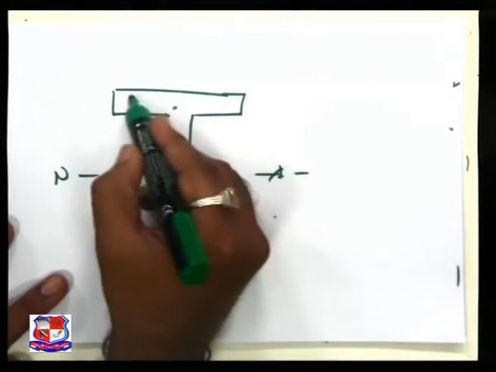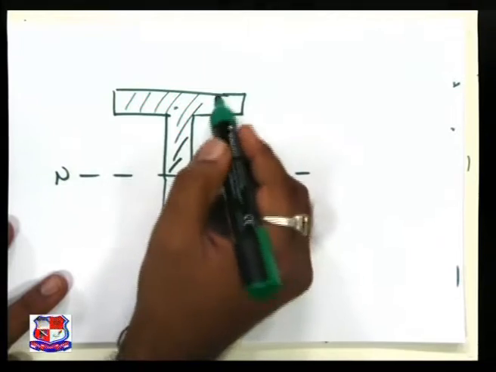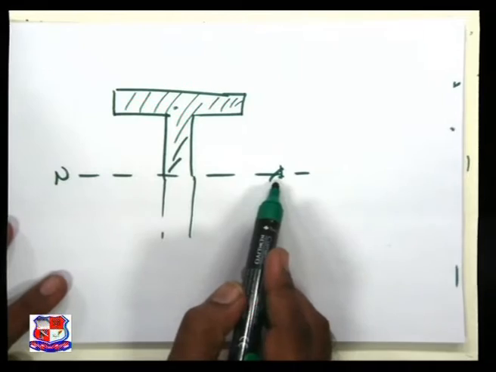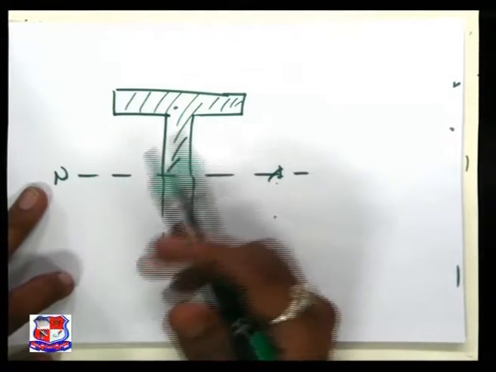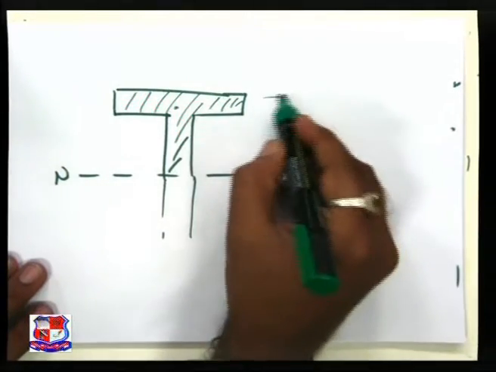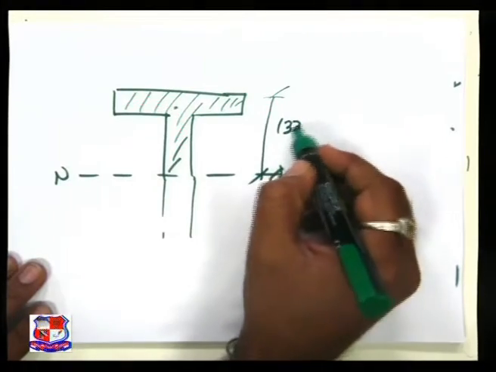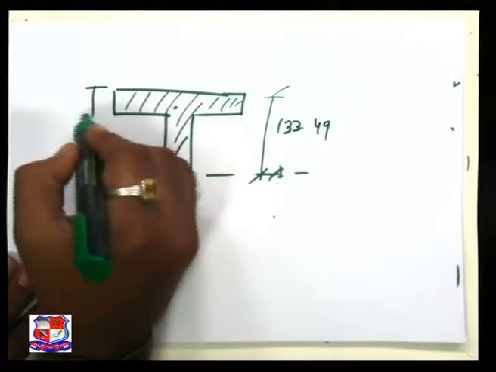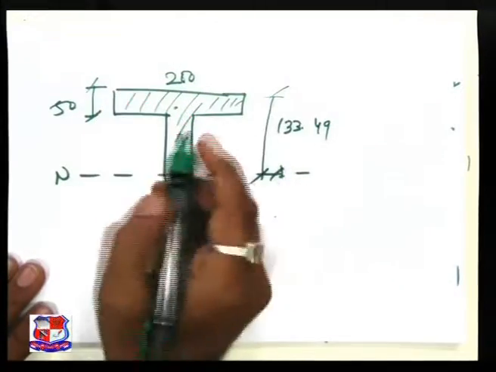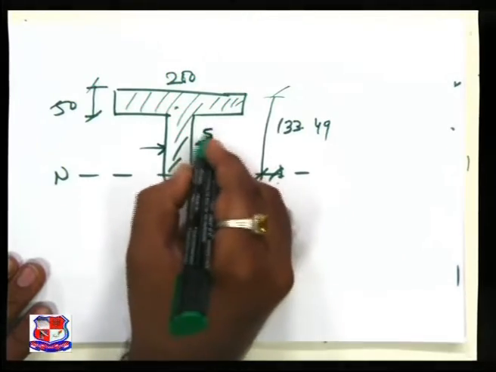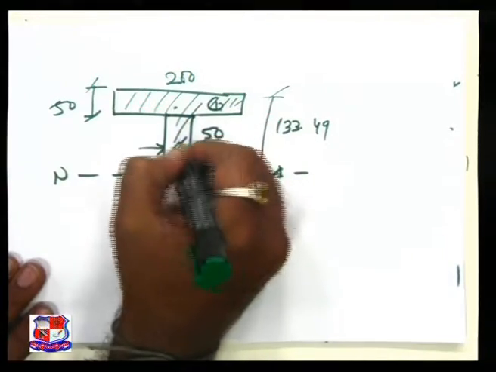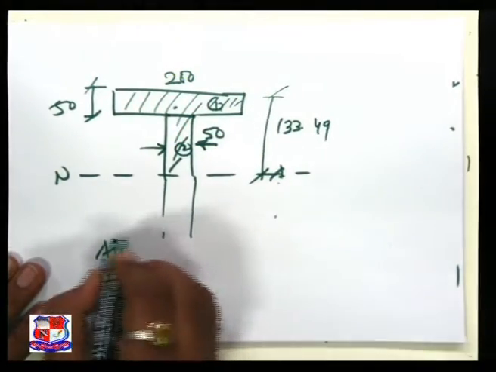Now the area under consideration is this one, because our intention is to find the variation of shear stress at the neutral axis. So whatever the area above the neutral axis, we have to compute it right now. This depth, which is known to us, 133.49, thickness of the flange is known, 200 is the width of the flange, and thickness of the web is 50 mm.